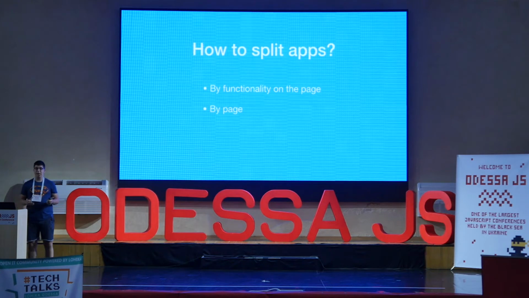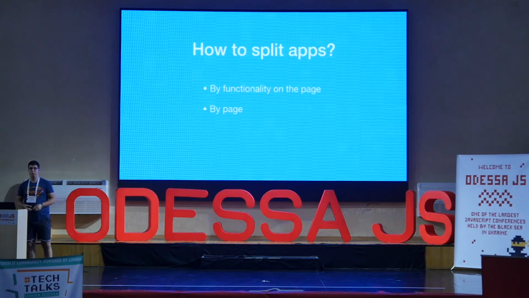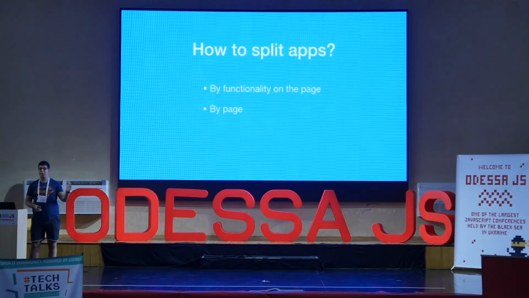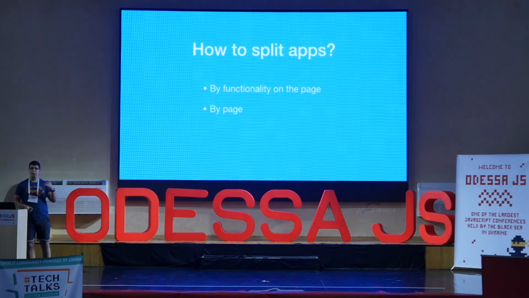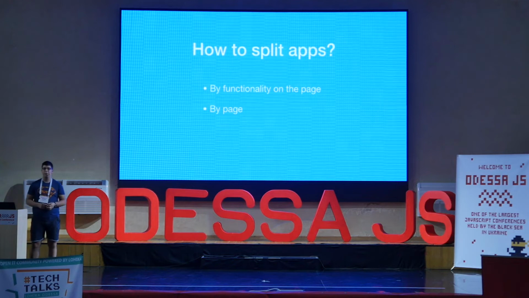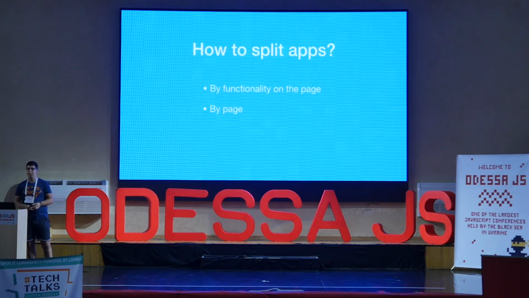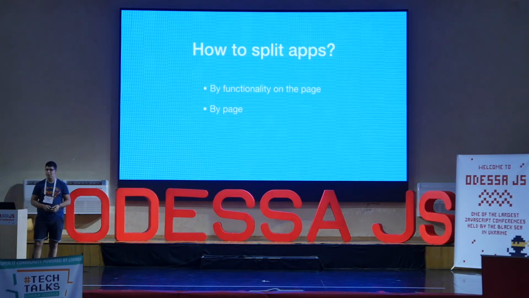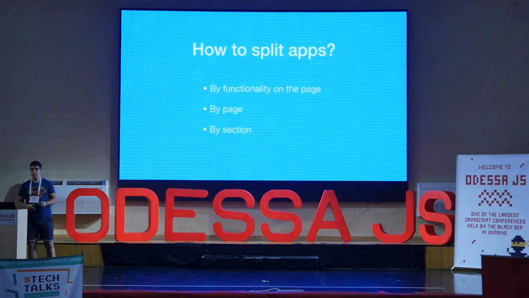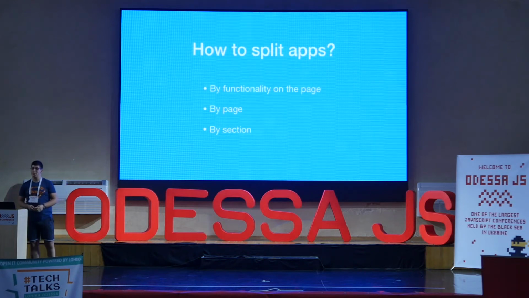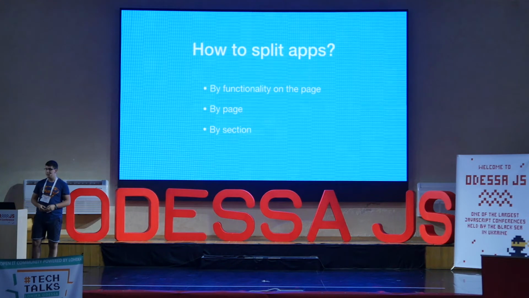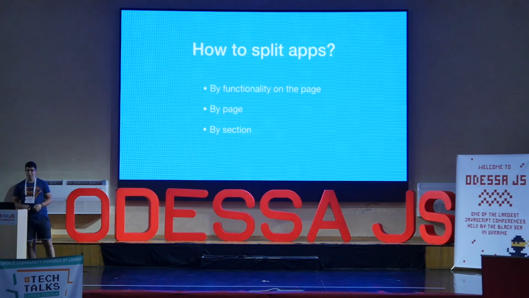So you can also split that by page. So people also do that. Every different page on the app can be a different app. And you just need to have the global router that will render apps depending on the URL. Next thing, you can separate them by sections. So you saw we can have header, sidebar, body, footer running on a different framework and being a different app.